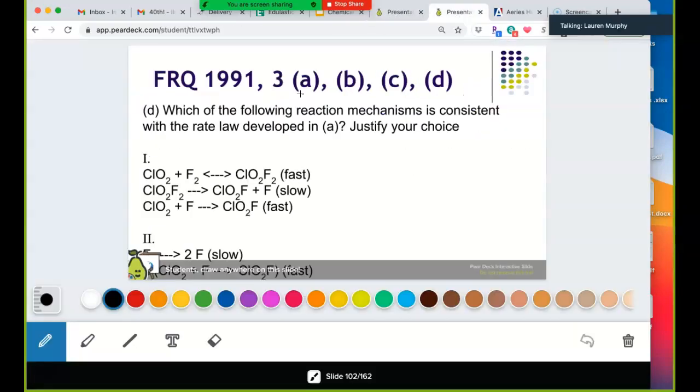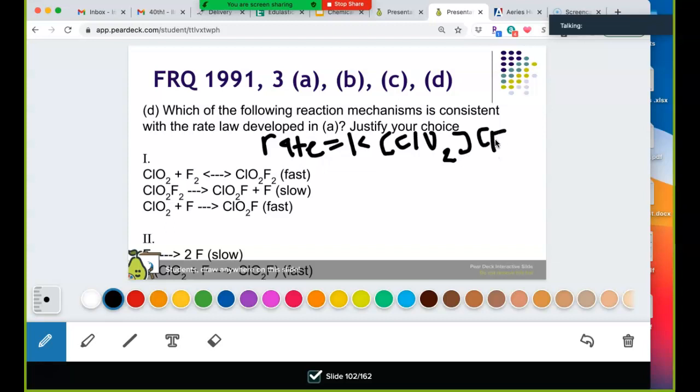So you write, I'm just going to write the rate law just to refresh. So rate equals K ClO2 F2. That's what we determined in the prior part. So look at this first mechanism, mechanism 1. If you were to write a rate law based on mechanism 1, ooh, this is ugly. Actually, I'll skip that for just a second. Look at mechanism 2.